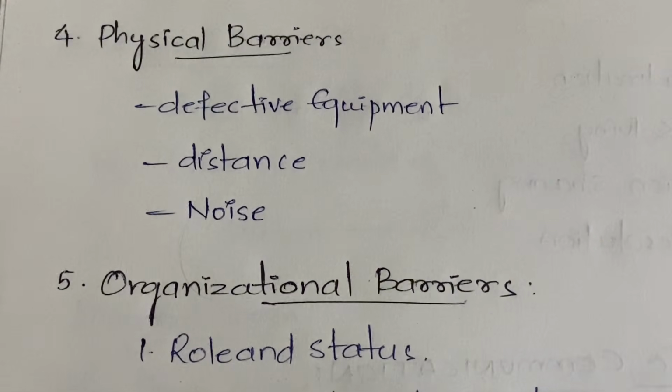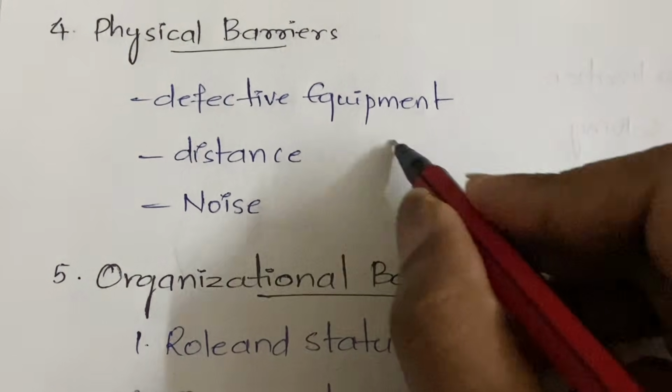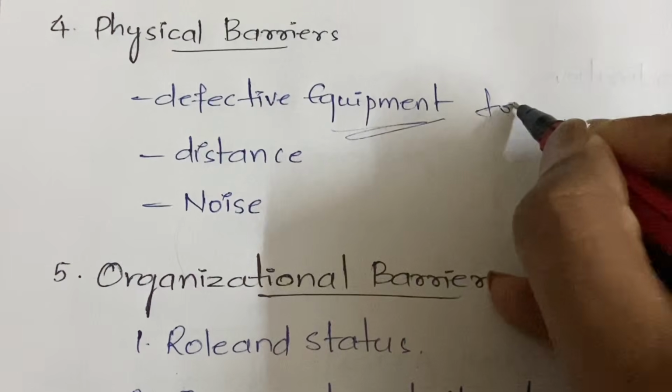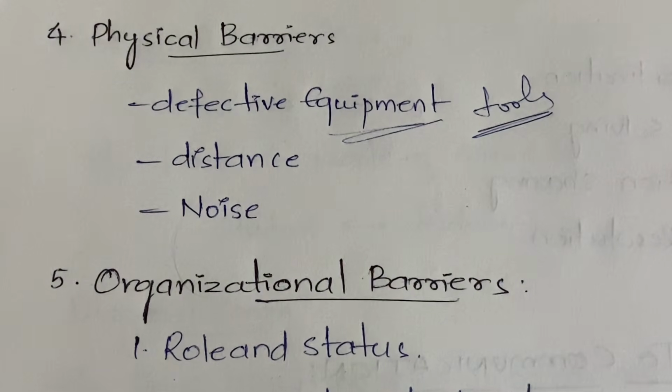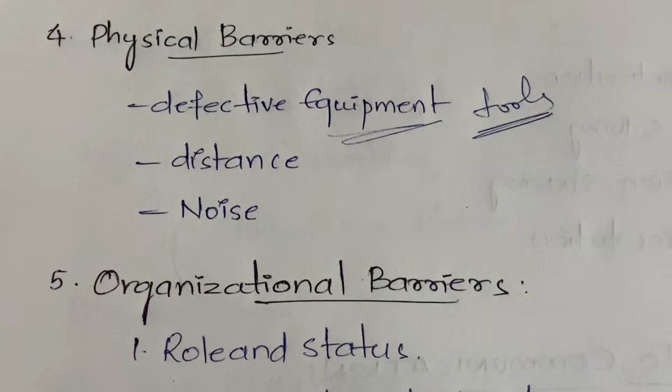Next is physical barriers. Physical barriers means, you know what is the meaning of the word physical, right? Defective equipment. Defective equipment means what? The tools which we are using for listening. So what we will be using, speakers, and if you are talking on mobile phone, mobile speaker, or earphones, AirPods, etc.